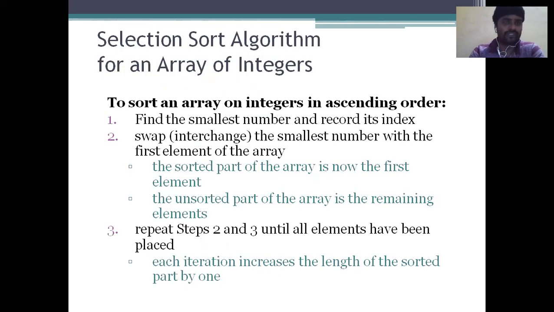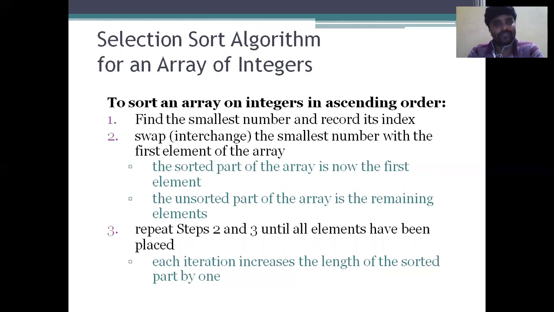So, the selection sort algorithm for an array of integers. To sort an array of integers in ascending order, first find the smallest number and record its index. Second, swap the smallest number with the first element of the array. Swap means interchange.